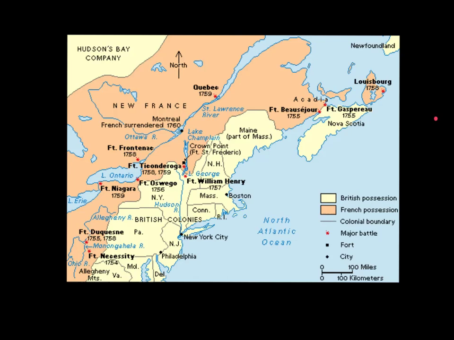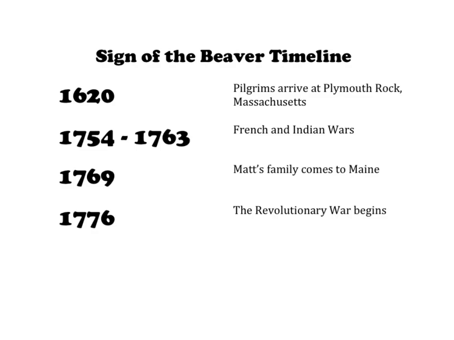The French were outnumbered by the British, so they relied on help from the many alliances they had with various Native American tribes. In the end, the British gained most of the French territory. You can see that our story takes place not long after the end of the French and Indian Wars. Our story is fiction, but it's historical fiction, based on a true story that the author had heard about.